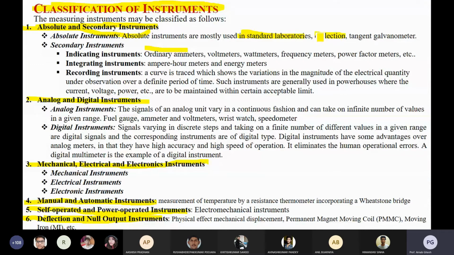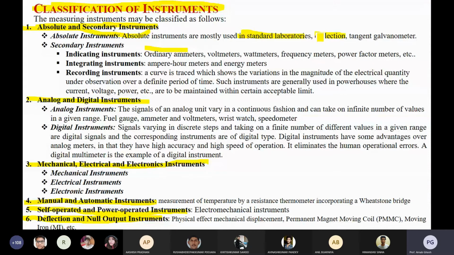For secondary instruments, what things are there? Three points are very important. Normally three types of secondary instruments are observed in our laboratory. What are the instruments? Indicating instruments, another one is integrating instruments, and the last one is recording instruments.